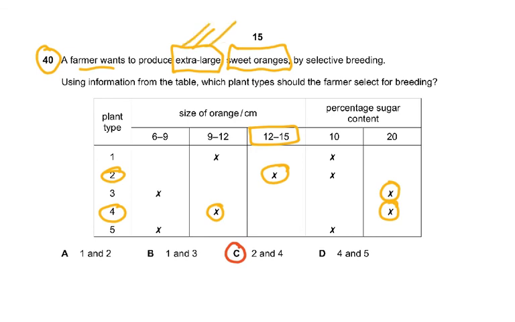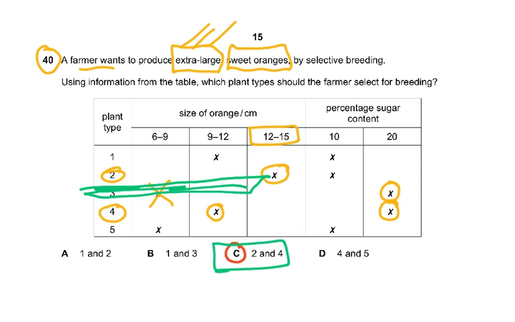Now if I chose 3, 3 is 6 to 9, the size is very small. So this was wrong. The sugar was high, but then it was very small. So I would not choose 3. That is why I did not choose 3. So I chose 2 and 4.